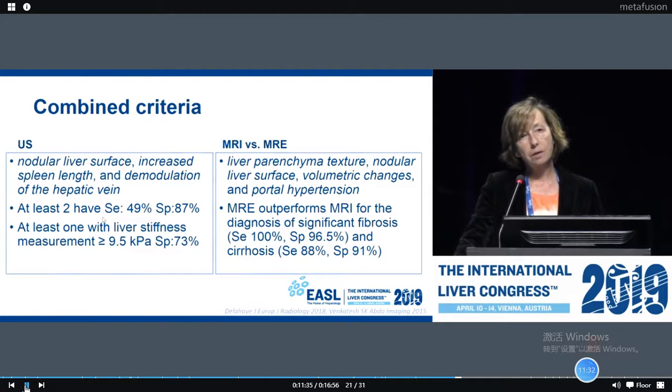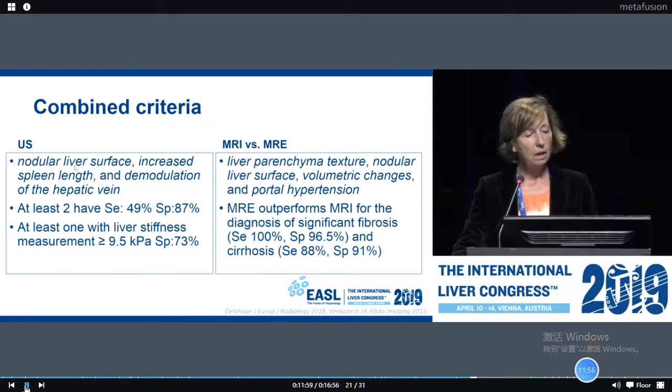Indeed, because we have several approaches, it is important to combine criteria. And I would like to stress these two different approaches. There have been several others, but I have picked up what I think are the most important. With ultrasound, we can, as you have seen, combine morphological criteria, hemodynamic criteria, and also elastographic criteria.